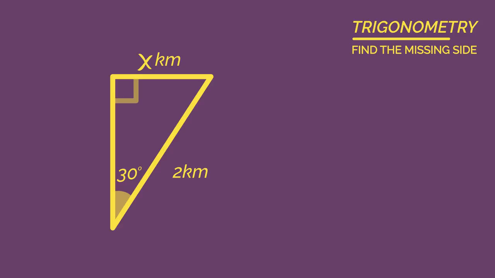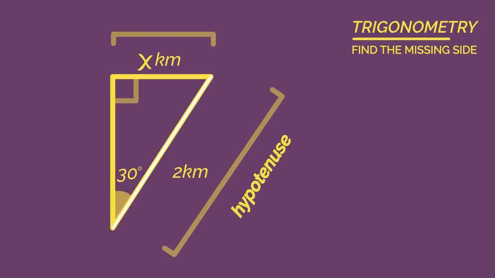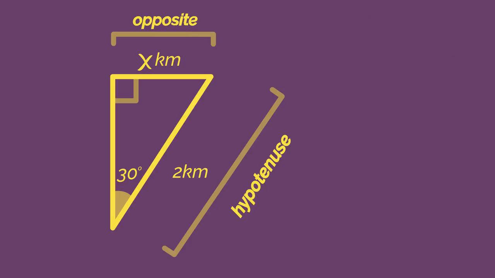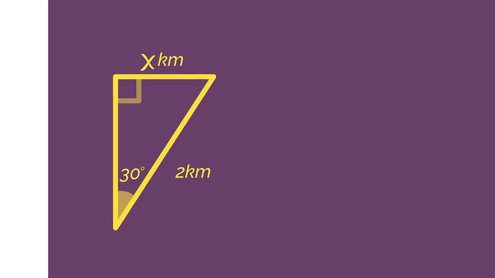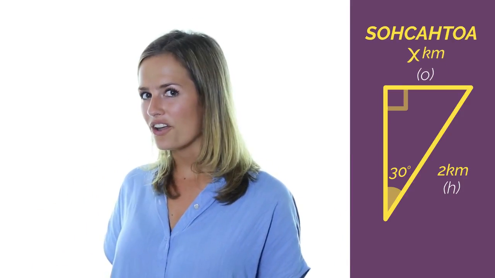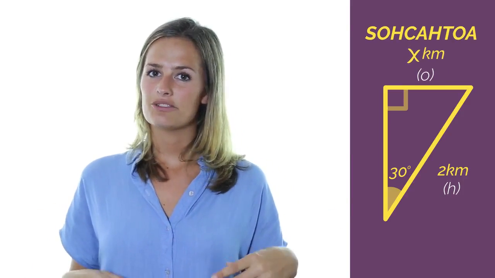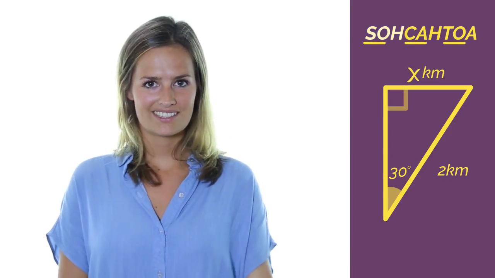The 2 kilometre is the hypotenuse because it is the longest side and is opposite the right angle. And the x is the opposite because it is opposite the 30-degree angle. In this question, we can ignore the adjacent because we don't know anything about it and we aren't trying to find its length. So we have the hypotenuse H and we want the opposite O. With O and H, should we use sine, cos or tan? Hopefully you all thought sine.